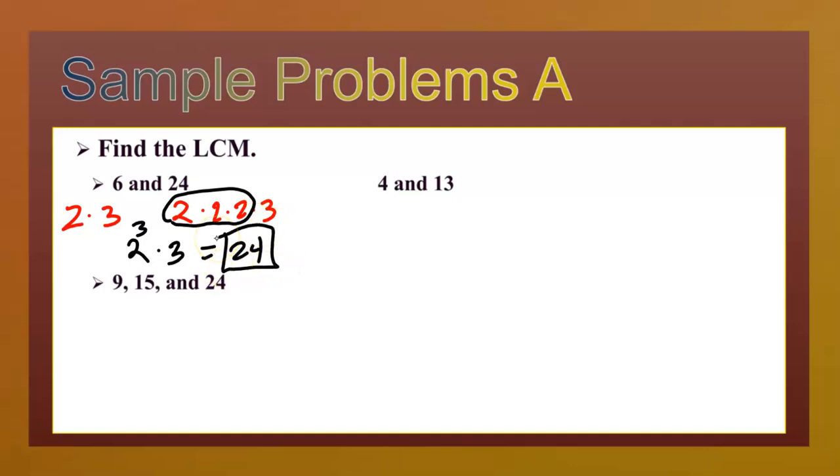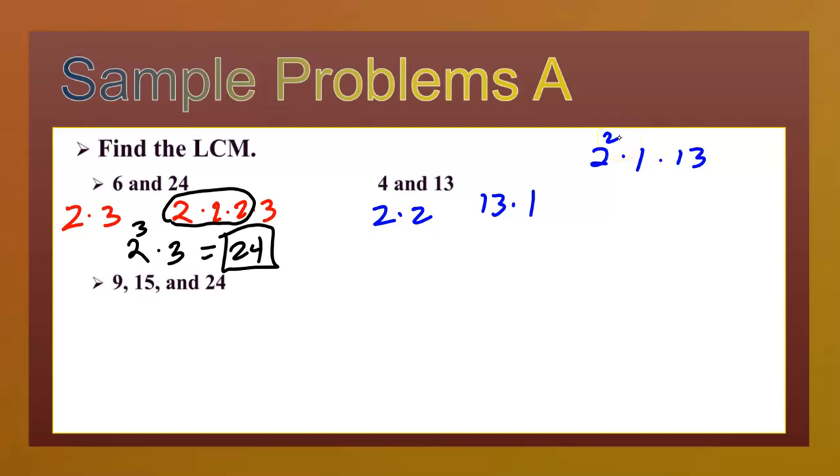Now keep in mind, the least common multiple cannot be smaller than the biggest number. So keep that in mind. Next one, 4 and 13. Well, 4 and 13, 4 is just 2 times 2. 13 is 13 times 1. So what factors are they using? They're using 2, they're using 1, and they're using 13. But they're using 2 times.